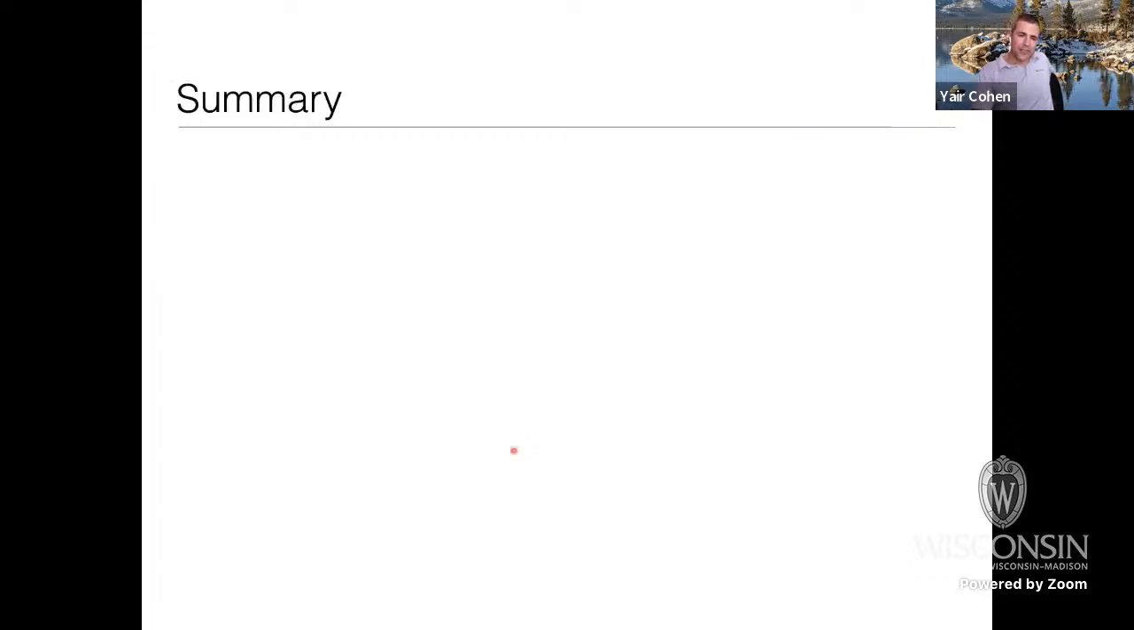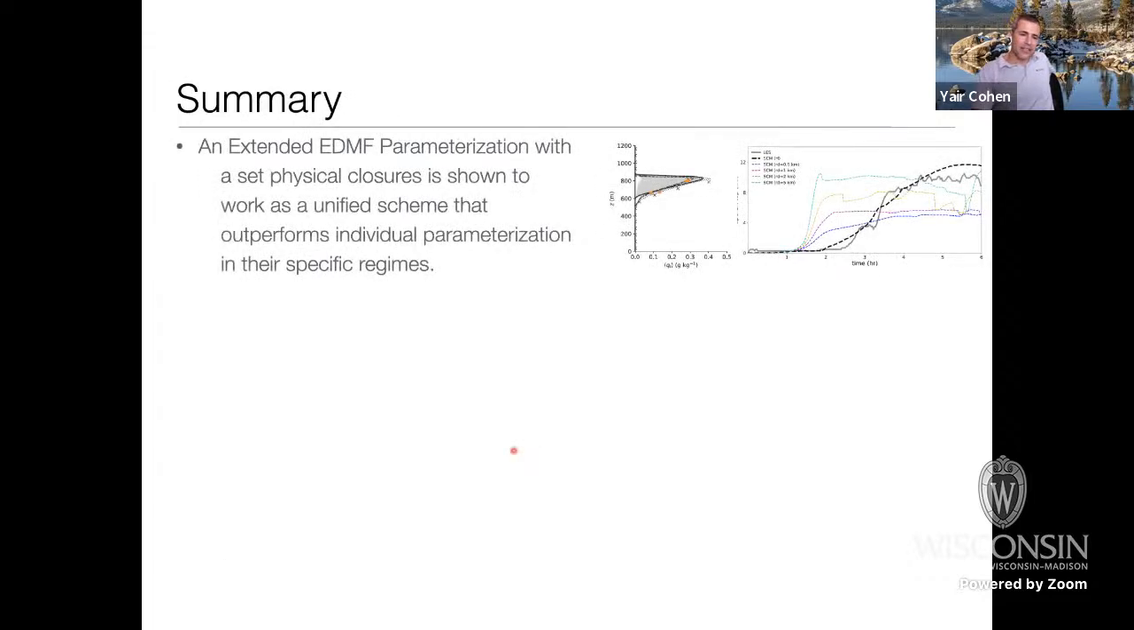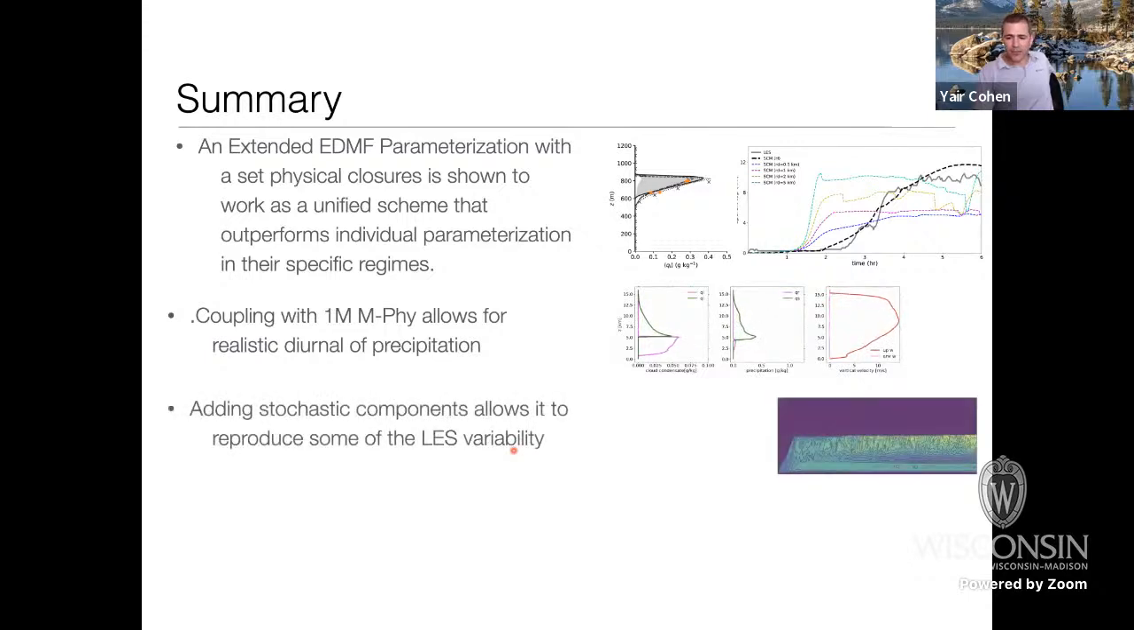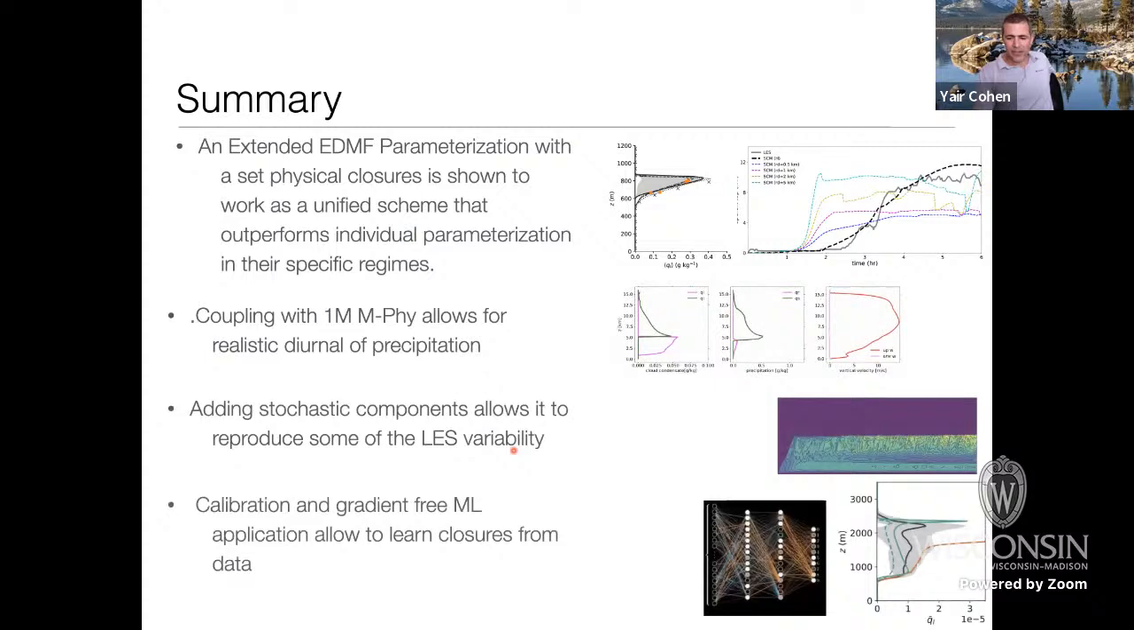Okay, I hope it wasn't too fast or busy. A quick summary: we have extended the EDMF parameterization to be time dependent, and we can show that it generalizes across multiple regimes. We can add some one moment microphysics and get ice and snow. We can add stochastic components and get more realistic, and we can add neural networks and learn from data.